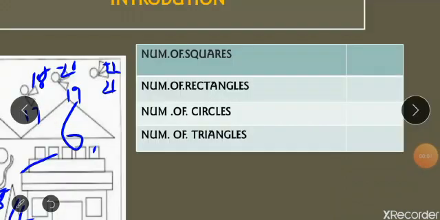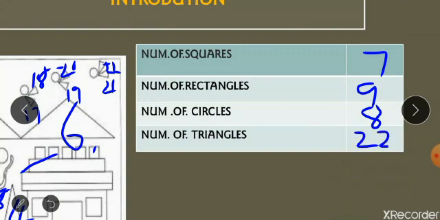Now we are going to put the data in a table. How many squares are there? There are 7 in number. And how many rectangles? 9 rectangles are present, 8 circles and 22 triangles.